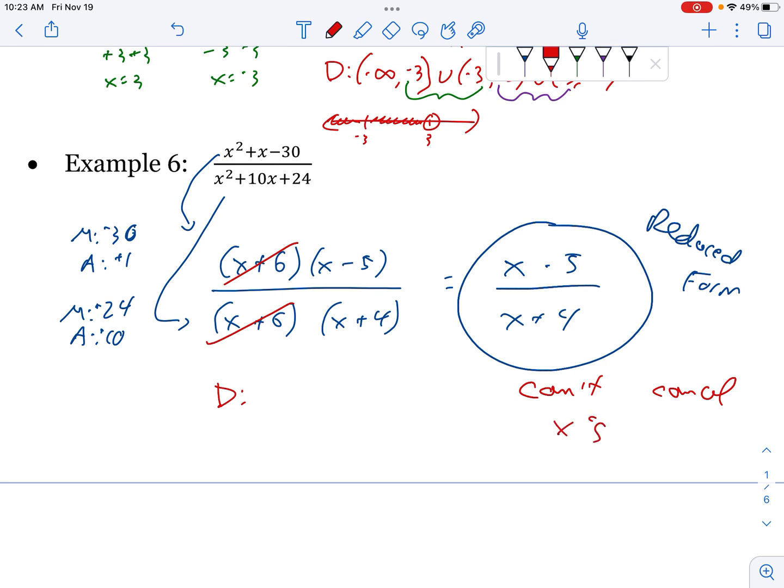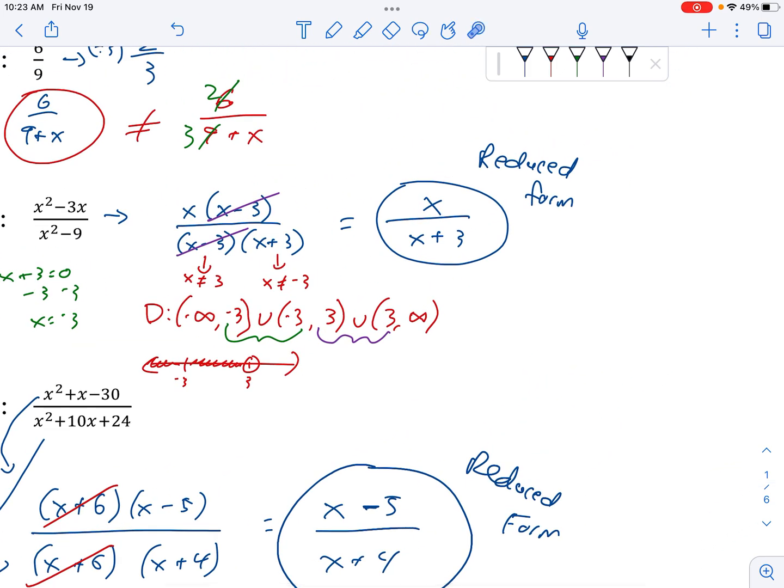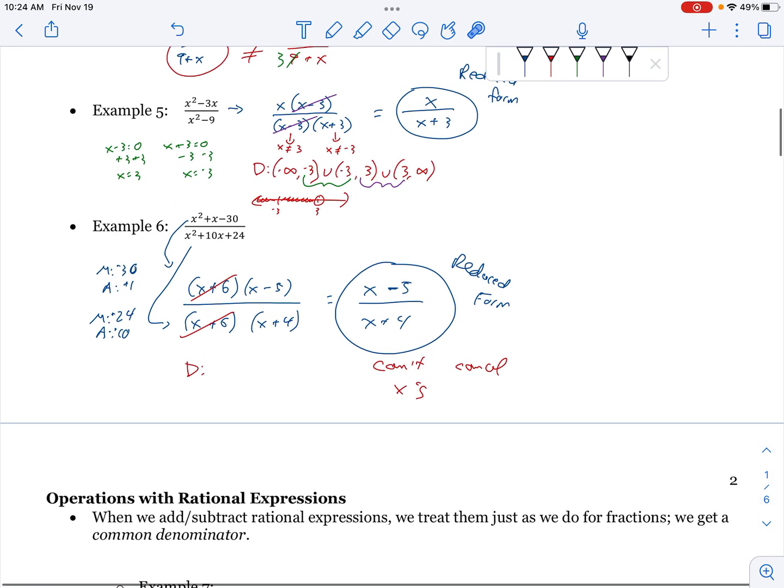cancel out the x's. It's not in every term. Those are not factors. There's no multiplying here. It's x minus 5 and x plus 4. I cannot cancel those out because there's not an x in every term. Those are not factors. Same for up here. I cannot cancel out these x's for the same reason. I need it to be in every term, and it's not. But it has to be factors. There's only one factor here, one factor here. That's not common in every single term. Okay.